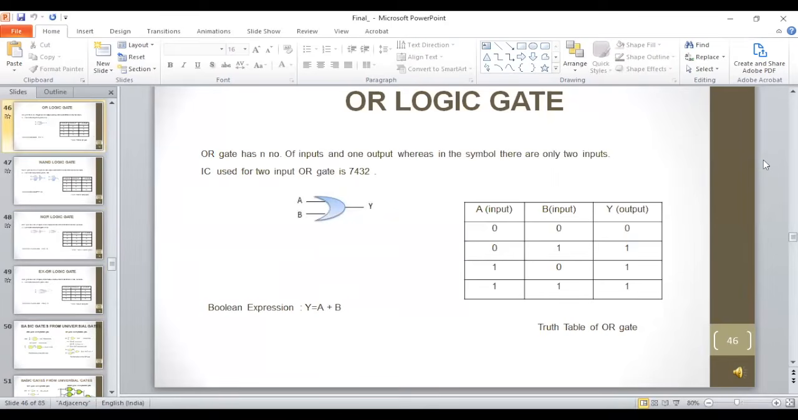Similarly, for the OR gate, if any of the inputs is high, the output is high. We can use it in a two-way switch, in staircase wiring, and in multiple operations, right? We have to see the application. We should not be very much limited.